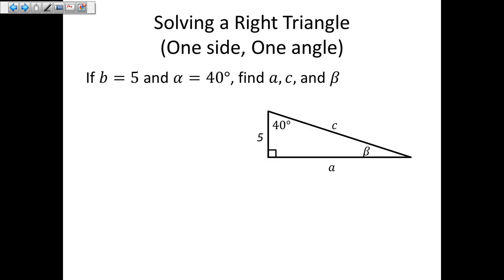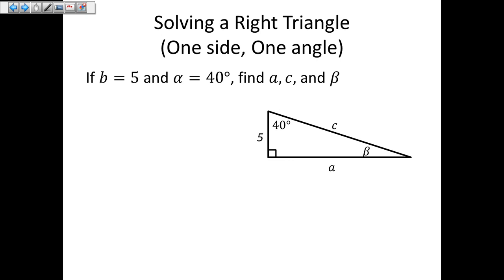Alright, so let's take a look at solving a right triangle where one side and one angle are known. Now this is actually kind of misleading because we actually know two angles. Since it's a right triangle, you know that one of the angles has to be 90 degrees. So that might be your first thing to find, is that missing angle. I really don't care what order you find them, just as long as you find everything you're supposed to find.